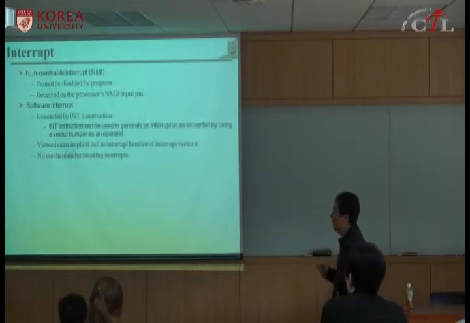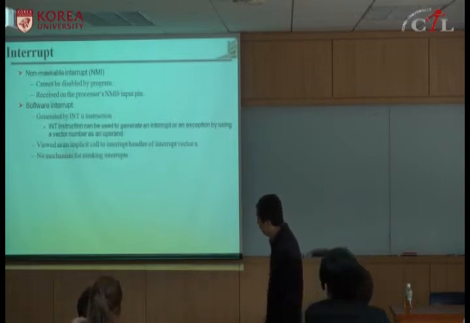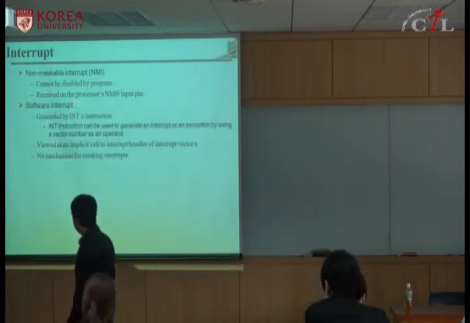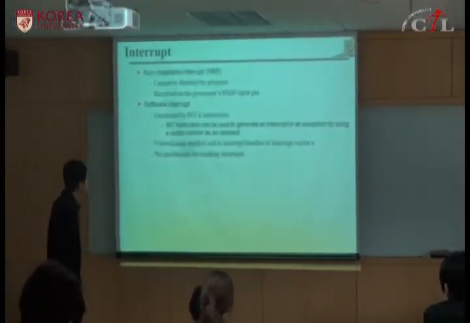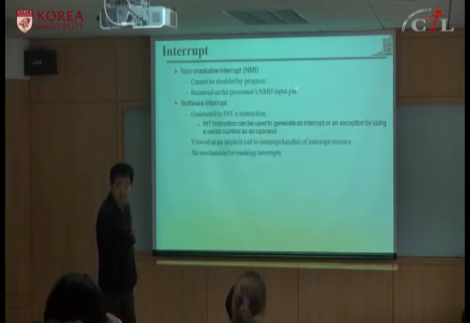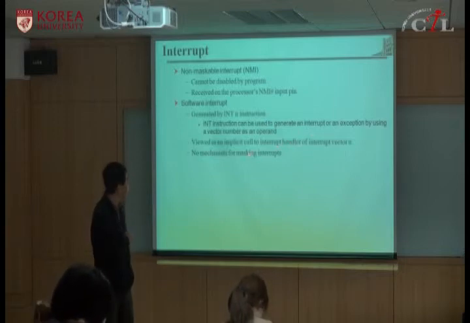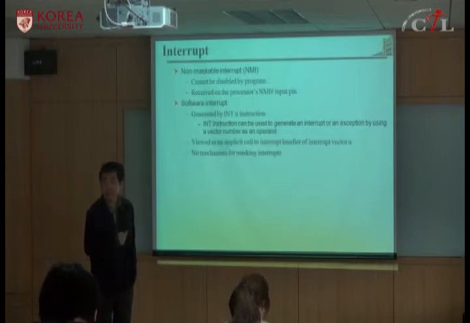Non-maskable interrupt cannot be disabled by program, and it's received on the separate NMI pin. It cannot be disabled. So you have to handle this exception or interrupt immediately. And software interrupt, as I said, is caused by the INT instruction in x86, using N as an interrupt vector number or exception vector number. You can actually call an exception handler or interrupt handler directly. This is something like an implicit procedure call to an interrupt handler. Okay? And because it's done by software, you don't have to mask this interrupt. Okay?